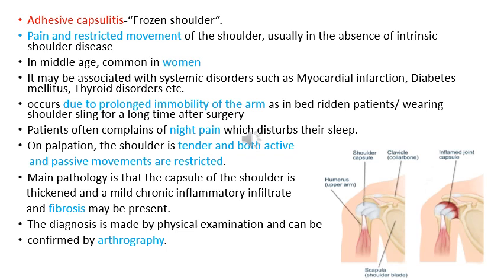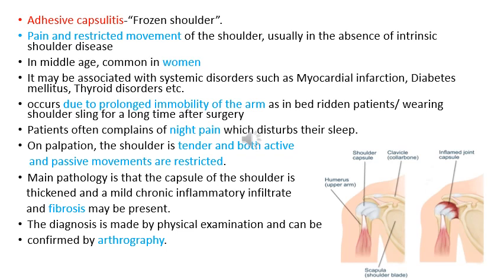So the first one is adhesive capsulitis, which laymen call frozen shoulder. It is usually pain and restricted movement of the shoulder, in the absence of an intrinsic shoulder disease. So there is no specific intrinsic shoulder disease, but there is pain and restricted movement. It's usually seen in middle age and especially more in women. It can be associated with systemic disorders such as MI or heart problems, metabolic diseases like diabetes mellitus, then thyroid disorders, etc. In such persons this symptom is usually seen.